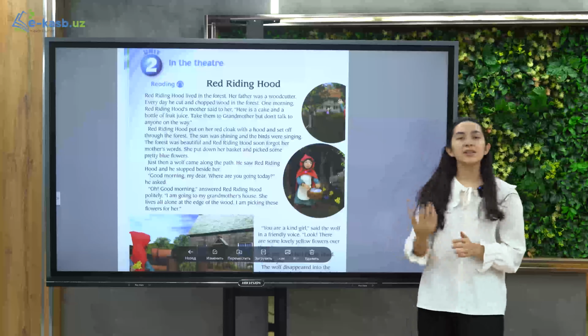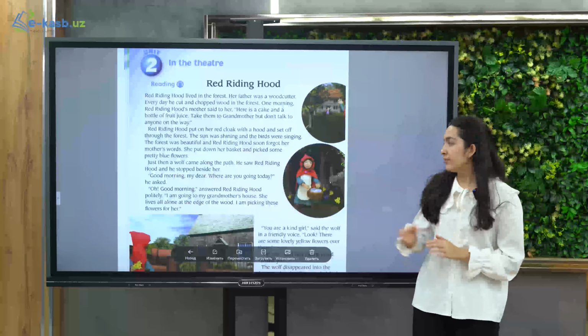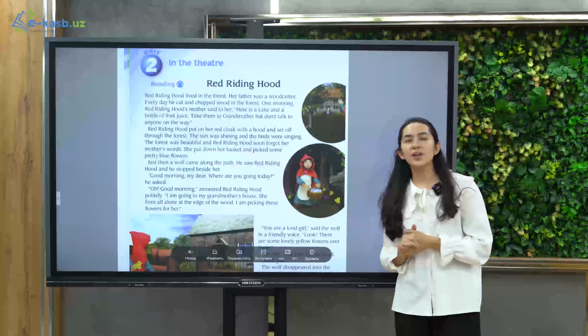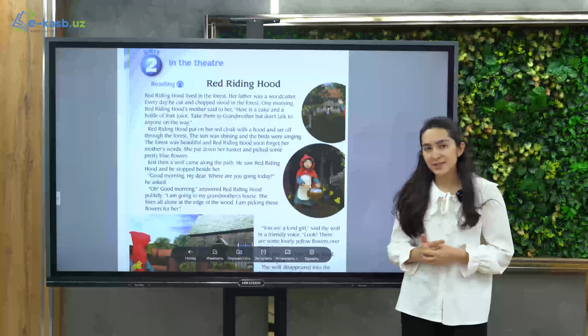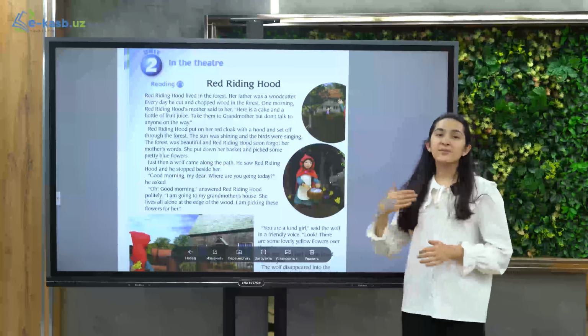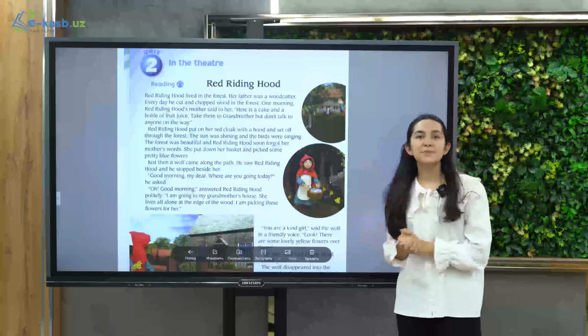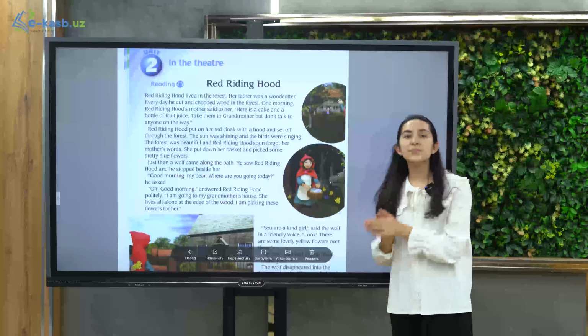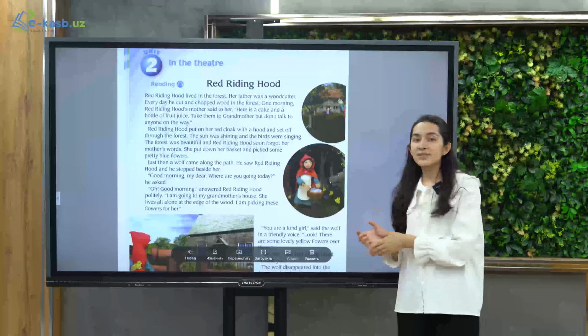And while reading, please pay attention that we have got here past simple and past continuous. Past continuous we learned with you last lesson. I hope you remember, right?